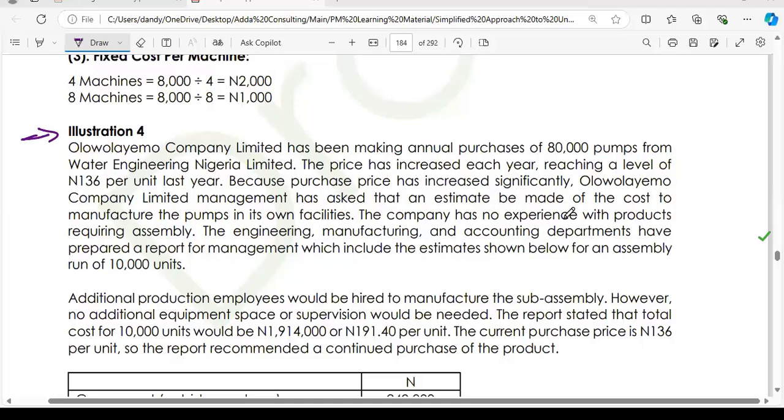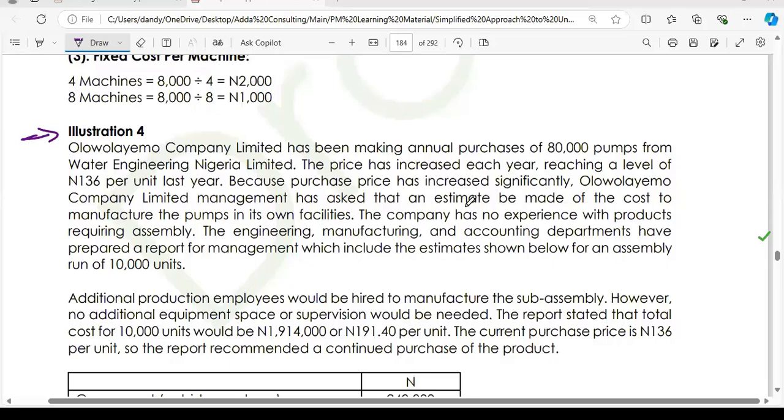Ololayemo Company Limited has been making annual purchases of 60,000 pumps from Water Engineering Nigeria Limited. The price has increased each year, reaching a level of 136 naira per unit last year. Because the purchase price has increased significantly, Ololayemo Company Limited management has asked that an estimate be made of the cost to manufacture the pumps in its own facility. The company has no experience with products requiring assembly.